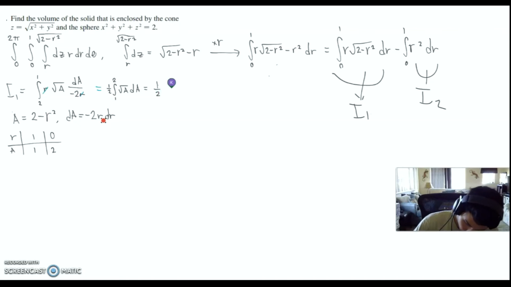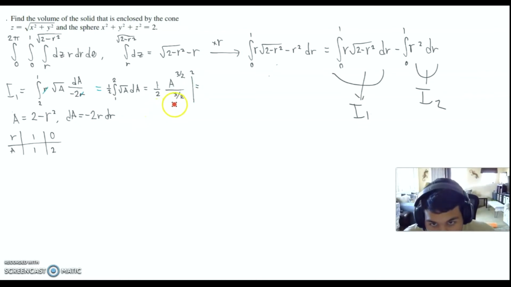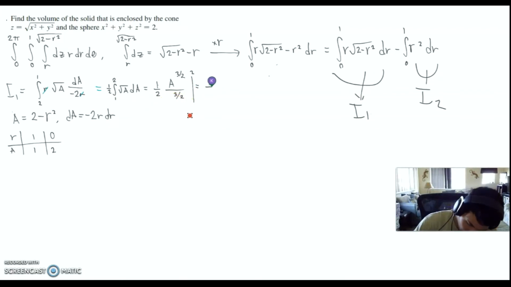A is 3/2 divided by 3/2, from 2 to 1. And as you can see, we can't see yet. Maybe I'll rewrite it a little bit nicer, then we can see, right? Okay, now we can see that the 2's go away, and it's just a 3/2, 2 to 1.